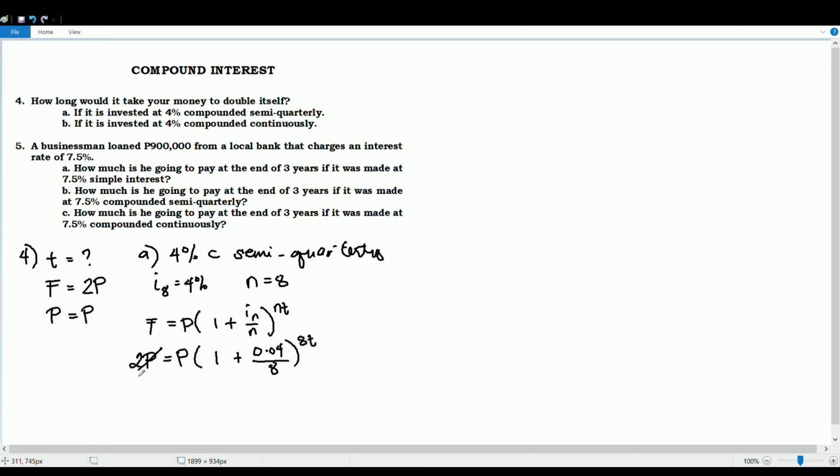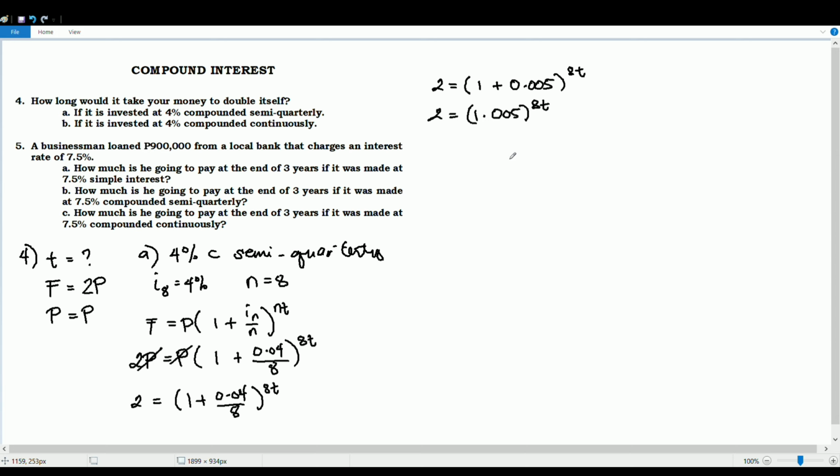Now, in order to do this, we have to cancel out P. The remaining values will be 2 equal to (1 plus 0.04 over 8) raised to 8t. The value inside the quantity will become 2 equal to (1 plus 0.04 divided by 8, which is 0.005) raised to 8t. Adding these numbers inside the quantity will give us 1.005 raised to 8t.